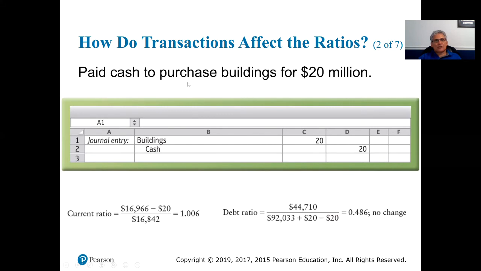Now, if we use cash to purchase a building, we're going to use up current assets and increase non-current assets. What does that do? Well, if we start off with $16,966 and we subtract 20, that's going to reduce our current assets. If our current liabilities remain the same, our ratio is going to be hurt. So by purchasing assets, we end up having a negative impact on our current ratio.